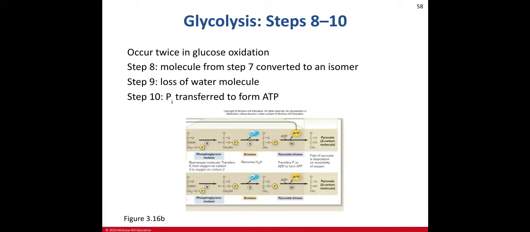Okay, the next steps, basically, we're having these two glucose oxidation steps. We're going to take a molecule that we've made and make an isomer from it, which is just a molecule that has a different shape but the same number of atoms in it. We lose our water from this step, and then of course we make ATP.